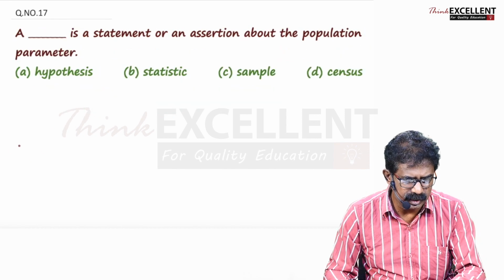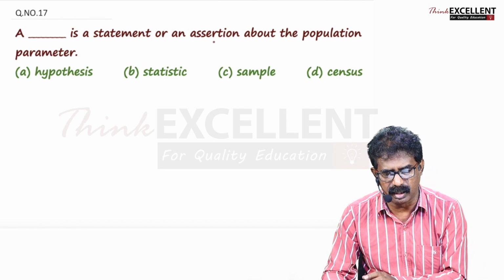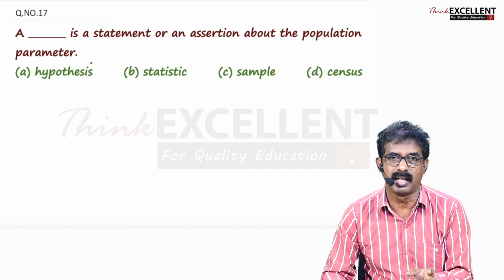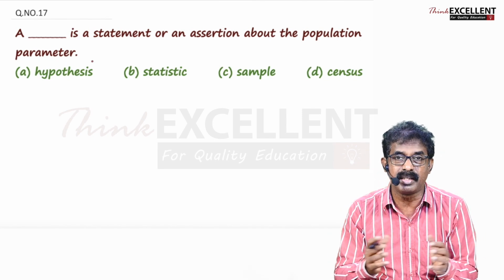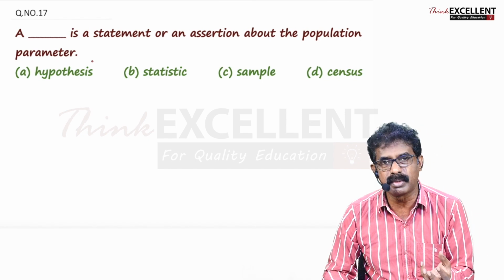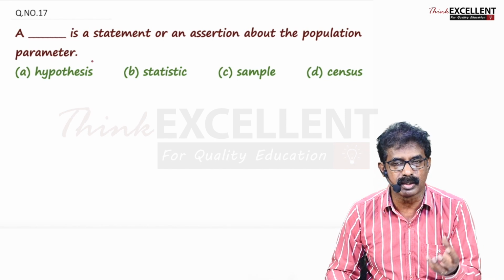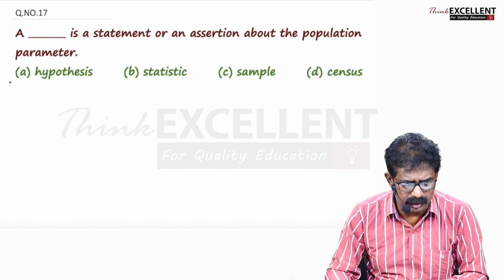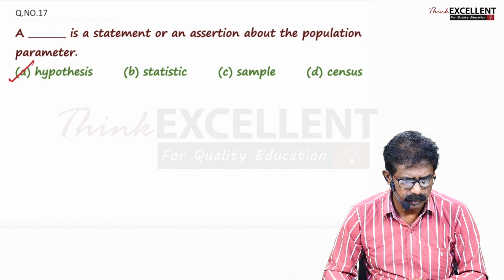Now question number 17. A dash is a statement or an assertion about the population parameter. It's an assumption about the population parameter. The population may be finite or infinite, so you cannot arrive at a conclusion about it directly. So we assume something, right? We assume the population mean is this, or the population standard deviation is that, then we test it. That statement is called what? Hypothesis. Now let's move on to the next question.